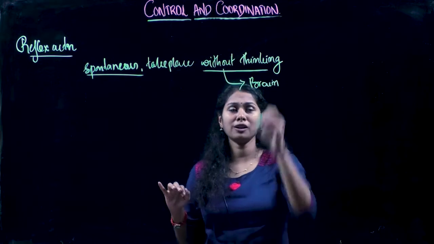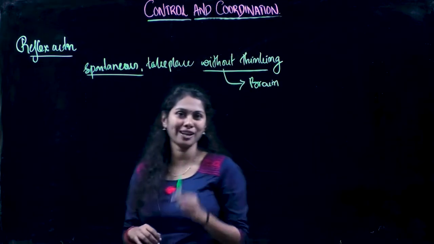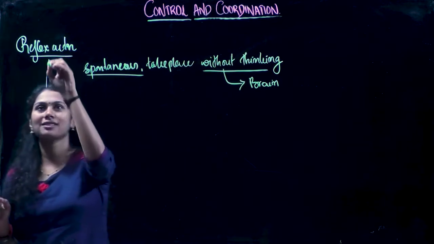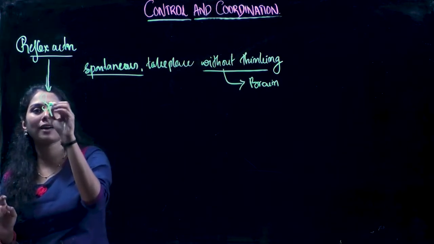Then the other part, which is the processing unit other than brain, is our spinal cord. So reflex actions are controlled by the spinal cord.